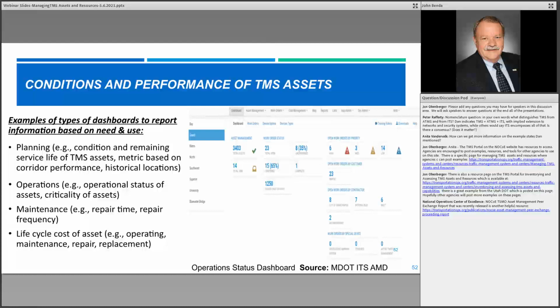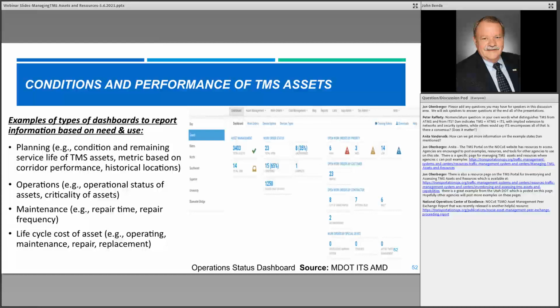Okay, some examples of reporting. This happens to be a dashboard to report information, and it can be very useful for planning, condition reports, and service of TMS metrics based on quarterly performance or historical locations. It could be operational reports indicating the operational status of assets. That's what this report you see in front of you. And I apologize if it's tough to read.